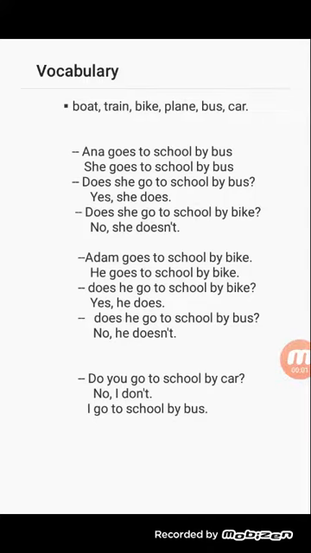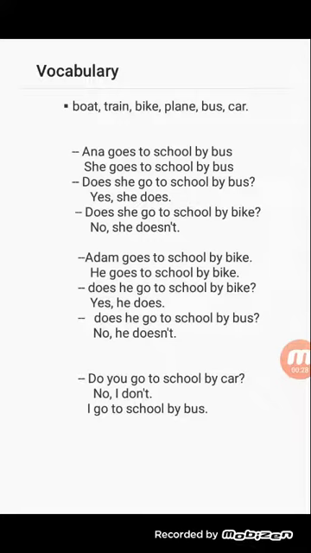Vocabulary: boat, train, bike, plane, bus, car. Les means of transport, وسائل نقل. Anna goes to school by bus. Anna is a female, feminine, a girl, so say she. She goes to school by bus.